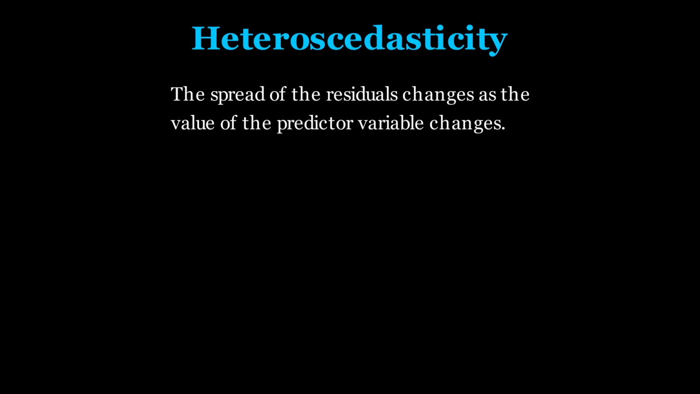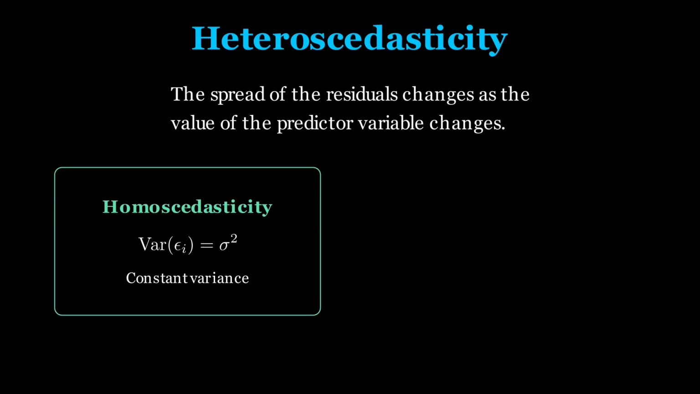Heteroscedasticity, on the other hand, occurs when the variance of the residuals is not constant across all levels of the independent variables. In other words, the spread or dispersion of the residuals changes as the value of the predictor variable changes. Let's compare the two side by side.